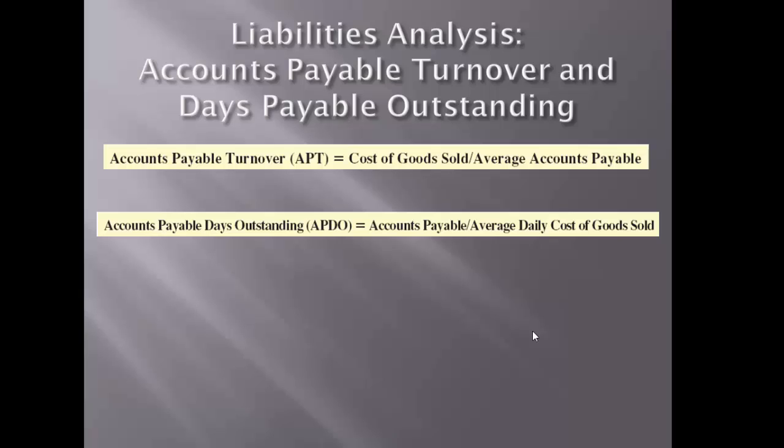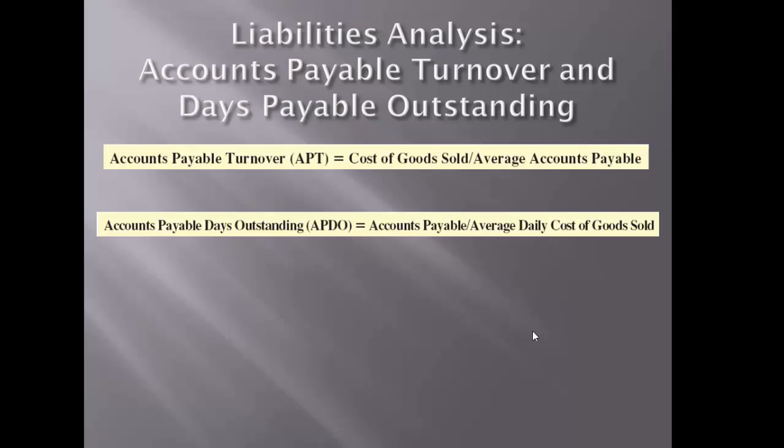Generally, it is more desirable to delay payment of accounts payable as long as possible without jeopardizing creditor and supplier relationships. So we would find it desirable if the accounts payable turnover ratio is as low as possible, subject to not jeopardizing creditor and supplier relationships.